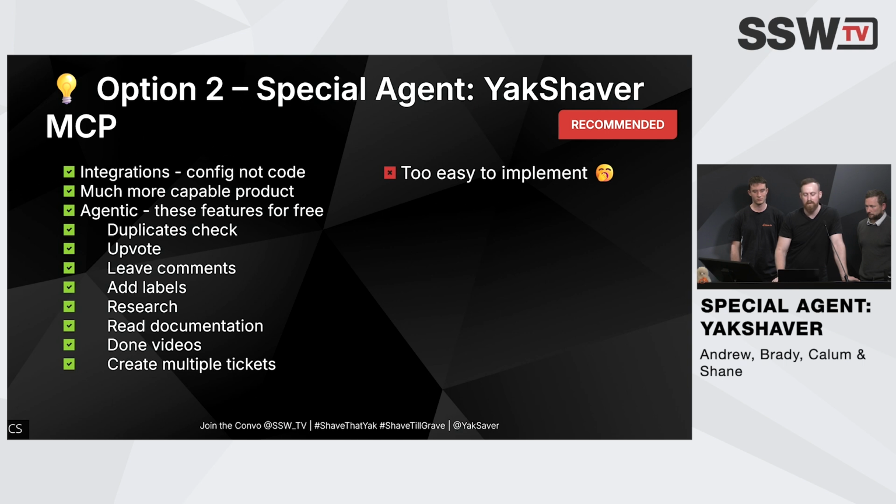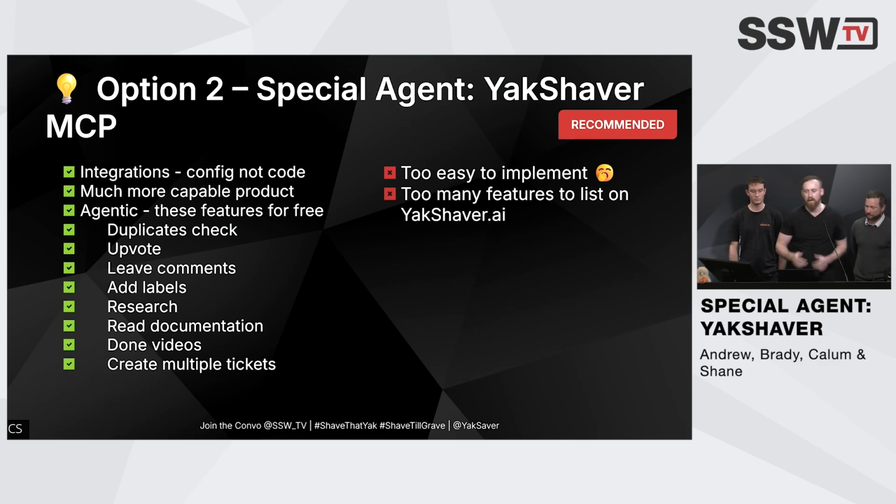What are the downsides of this? Now, the first big downside is it's too easy to implement. So our developers at SSW pride ourselves on the quality of our output. And if we are just writing simple prompts to do all these awesome things, we're not really flexing our dev muscles, so to speak. So that's a real downside of this. Another downside, so obviously there's only limited screen real estate on the yakshaver.ai website. So if we add all these features, the font size is going to have to be really tiny to fit it all in. So that's a real disaster.